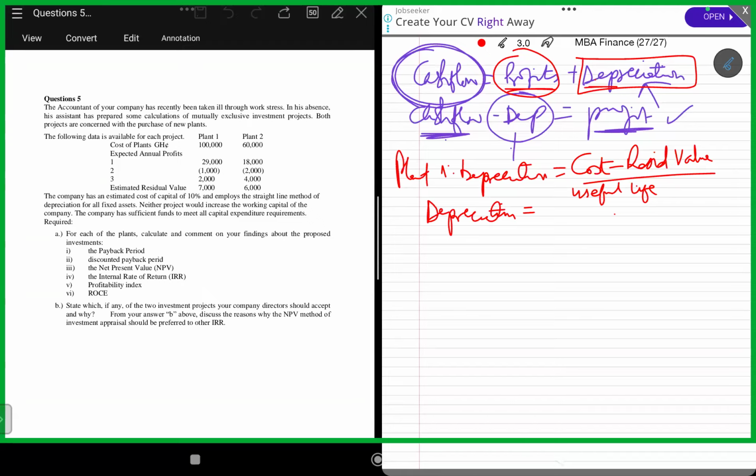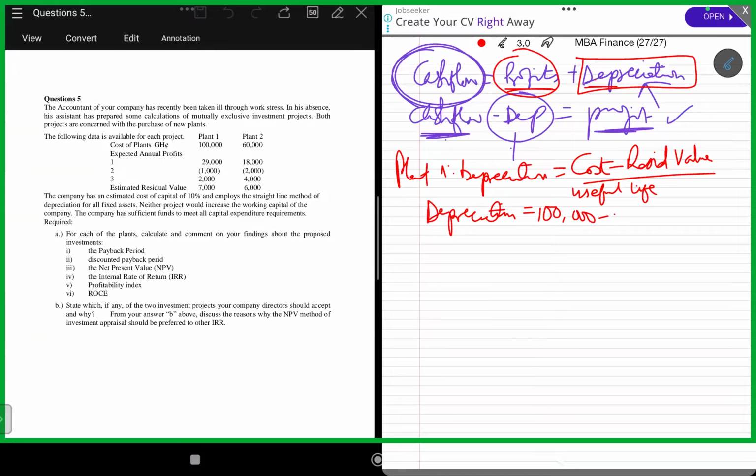Look at the data well and tell me the cost of plant one. 800,000. Leave my class. Next time, give me any wrong answer. You leave the class. Minus what's the residual value for plant one?